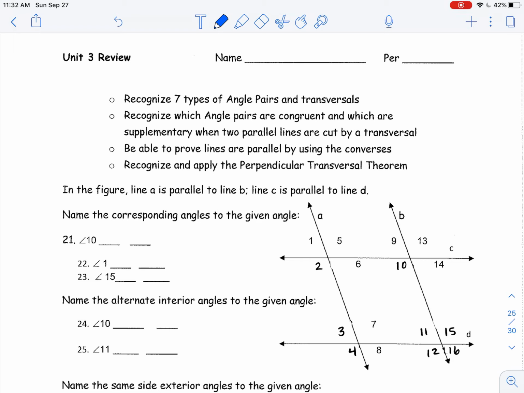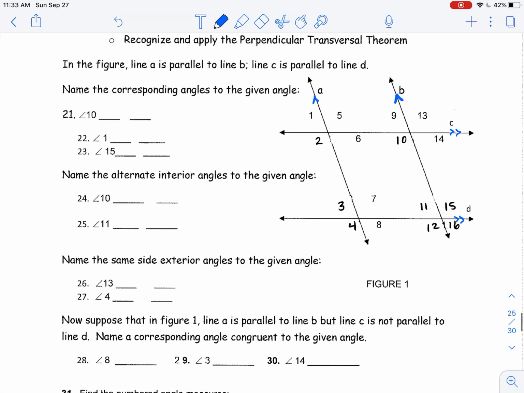So in the figure, line A is parallel to line B, so that's given. And I'll go ahead and make some markings on these so we can see it. Line C is parallel to line D. And so on these, I'm going to put 2 little chevrons to mark. Now, for some reason, when these got printed, some of your numbers got shifted around. And so you'll see some weird numbering right there. Go ahead and adjust it so it looks like mine. Okay, and let's get started.